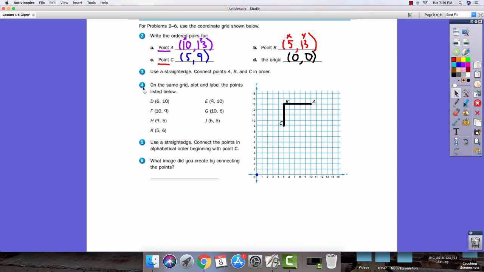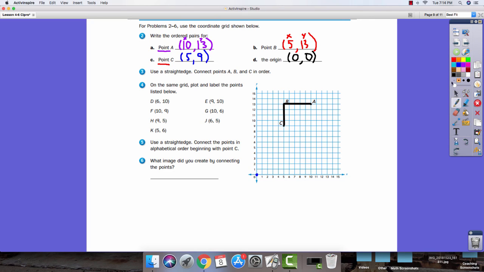Now, if you look at number 4, on the same grid, you're going to plot and label the points listed below. You need to plot all these points, and you need to label them. Make sure you label D, E, F, G, H, J, and K correctly. Because then for 5, you're going to use a straight edge to connect those points in alphabetical order, beginning with point C.